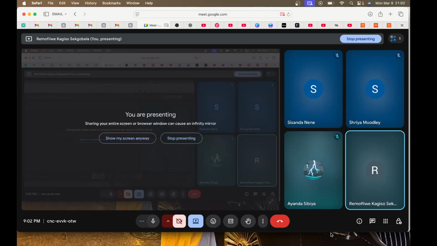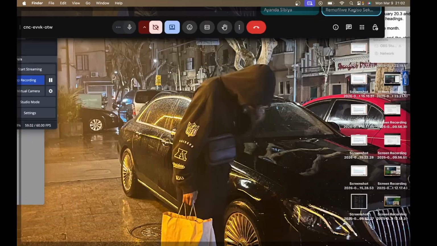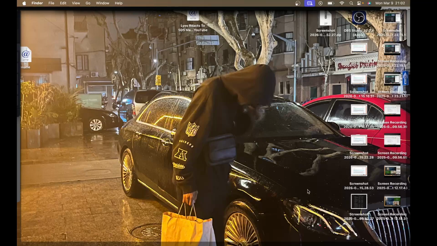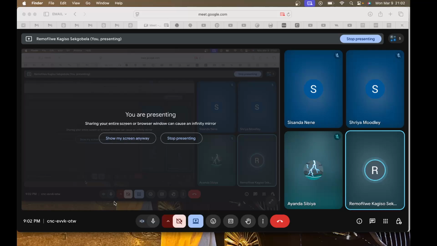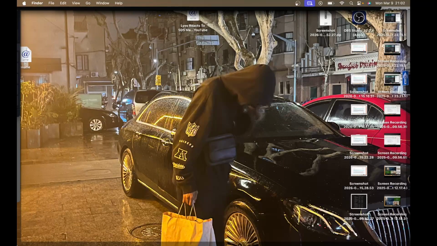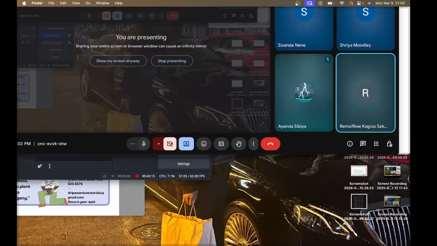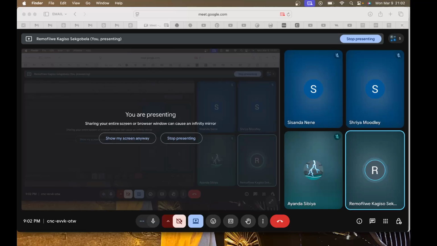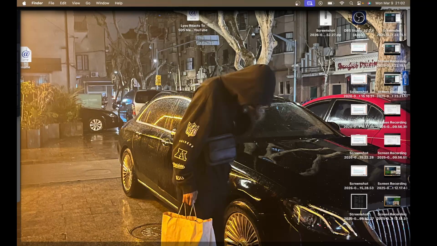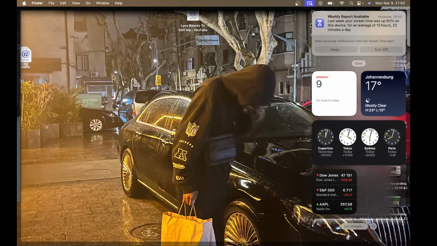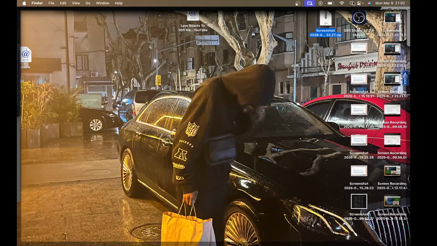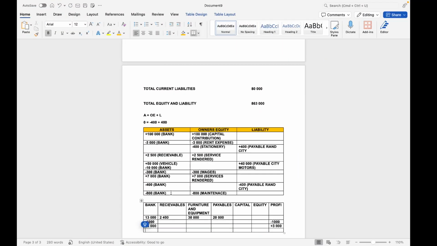what happened to my thing now? I'm not sure what happened to my tab. Can you guys still see my screen? Yes. But I'm not sure where my Word document is. Yes, sorry about that.